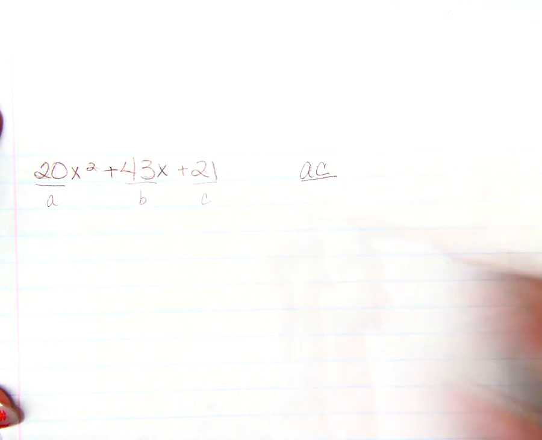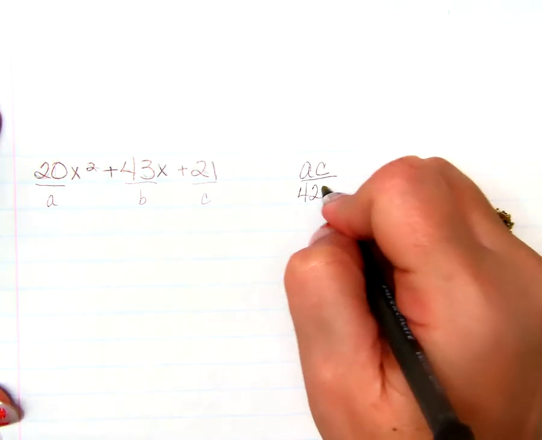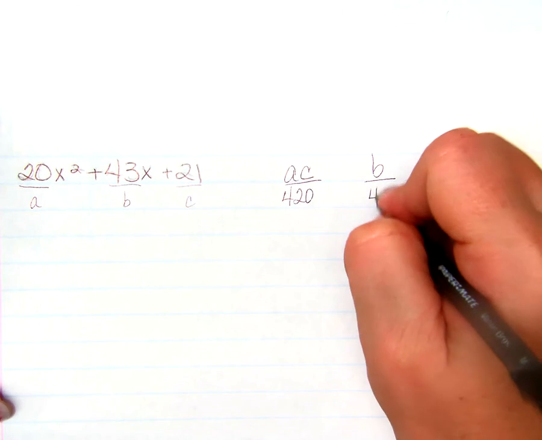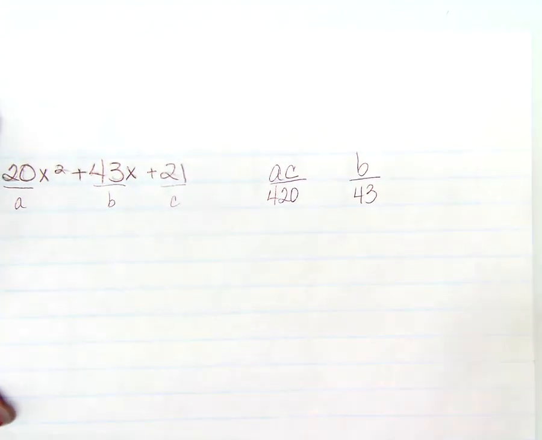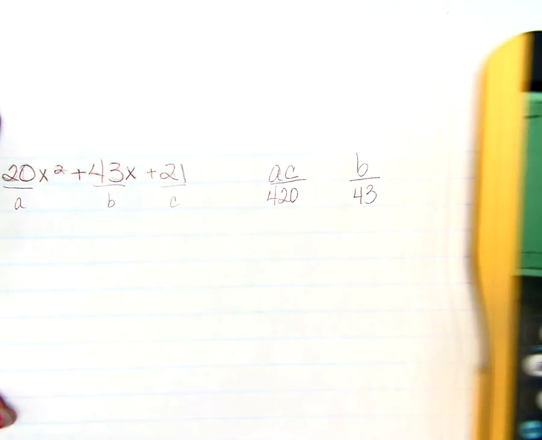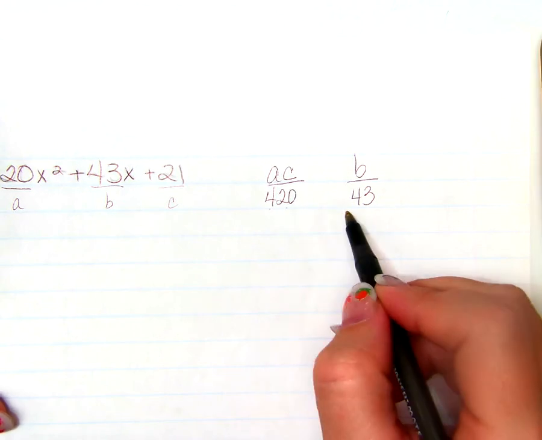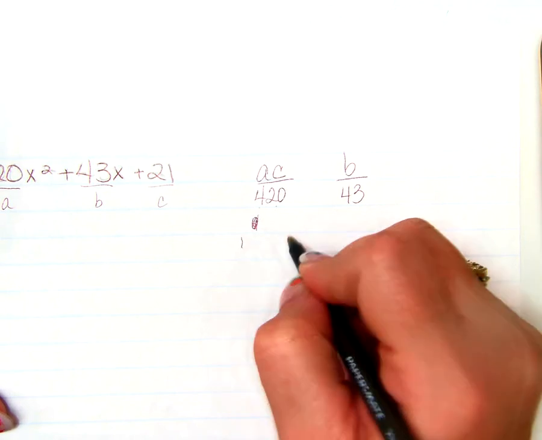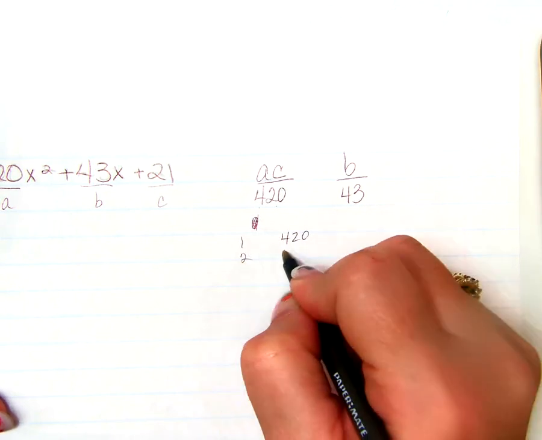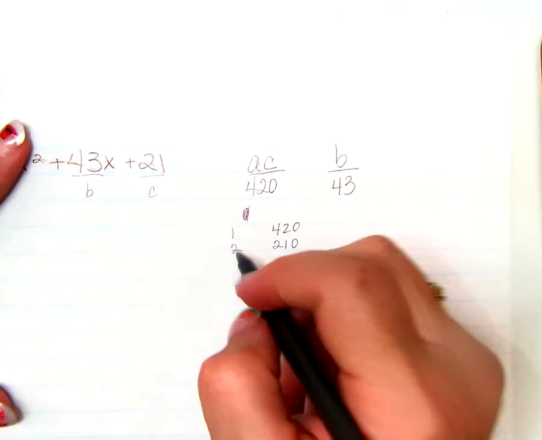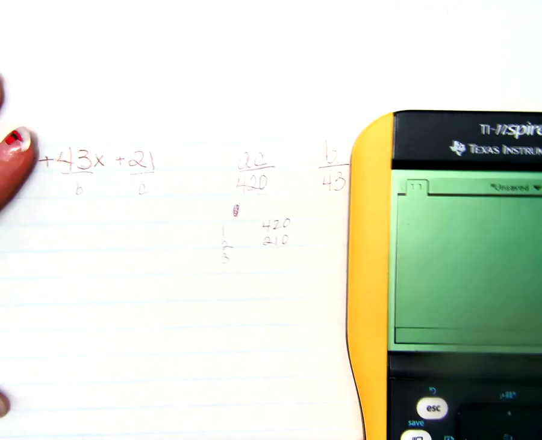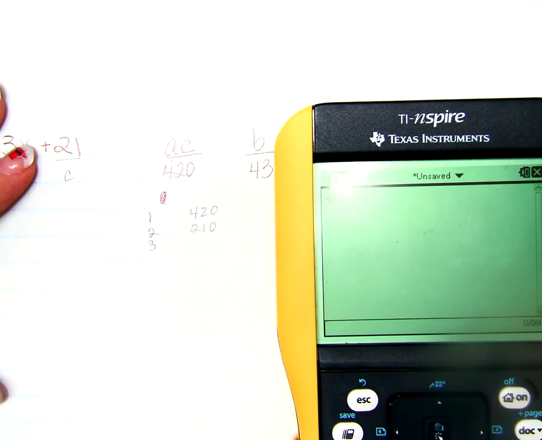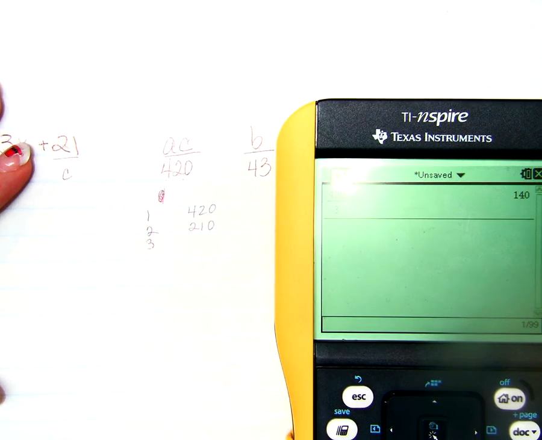AC is 420. B is 43. Now at this point, I would break out my calculator. And I would just start figuring this out because I've got to find multipliers of 420 that add to be 43. So let's start easy. 1 and 420, 2 and 210, 3, let's just go here. 420 divided by 3. Well, that's 140.